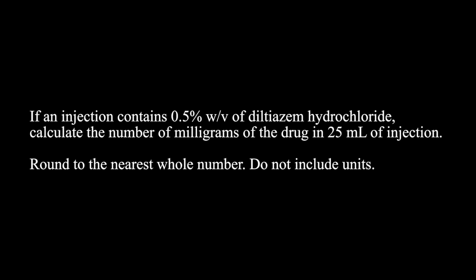And so now here's the question. It says, if an injection contains 0.5% weight by volume of diltiazem hydrochloride, calculate the number of milligrams of the drug in 25 milliliters of injection. Round to the nearest whole number.